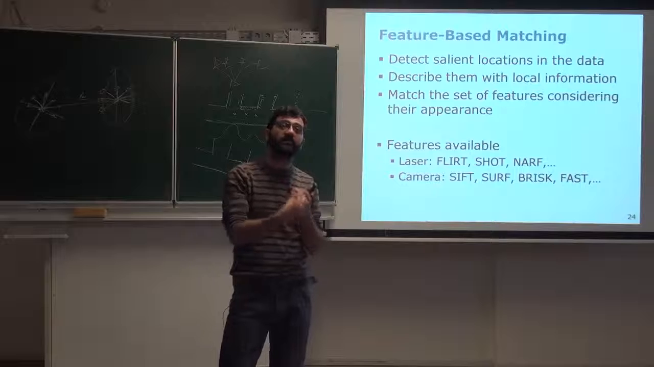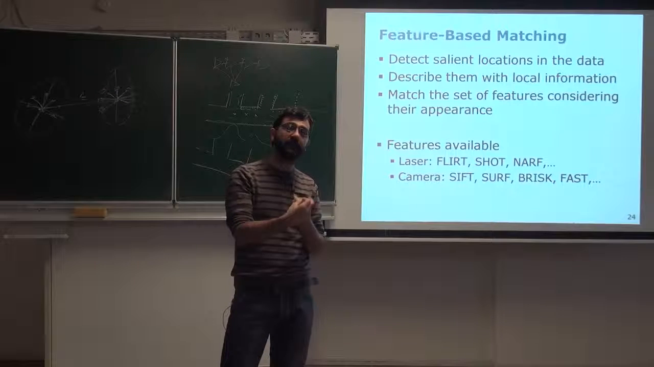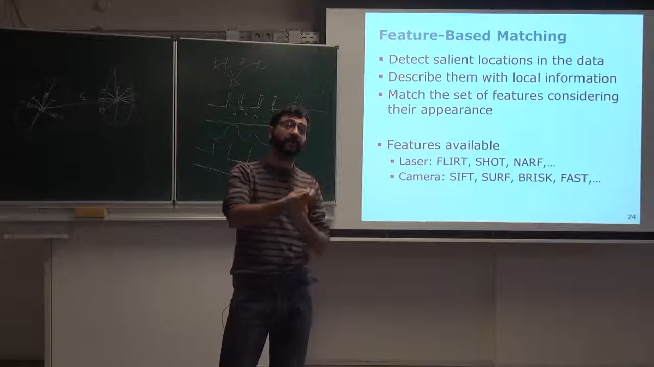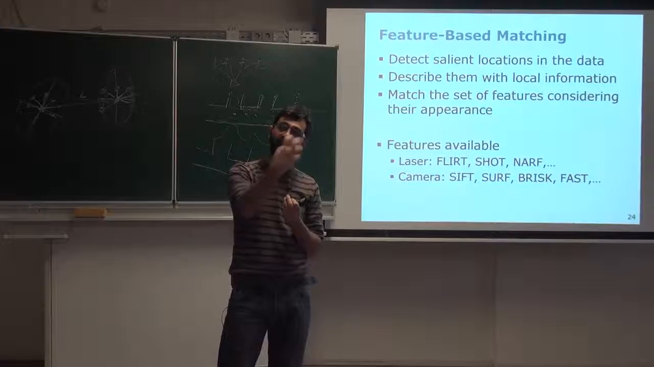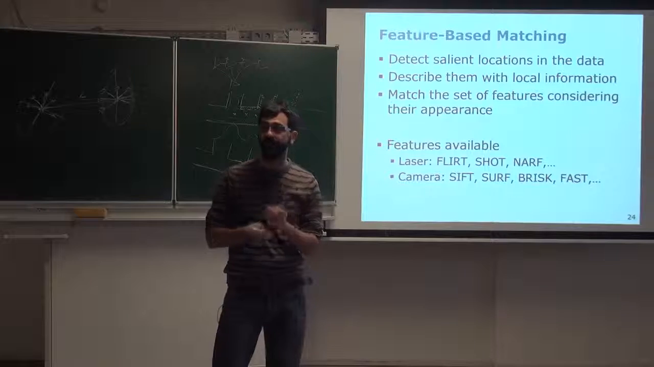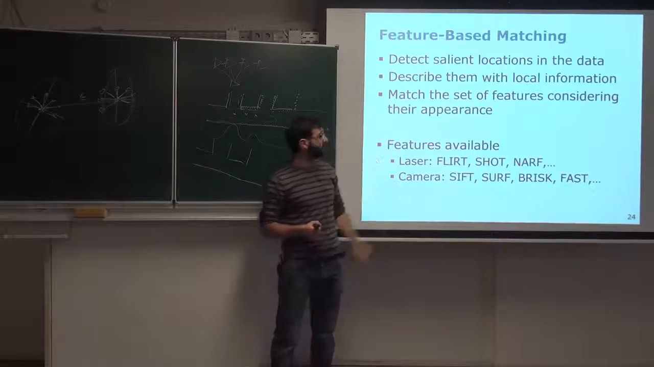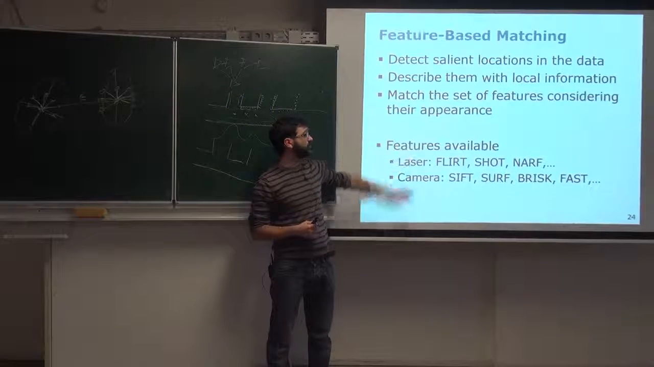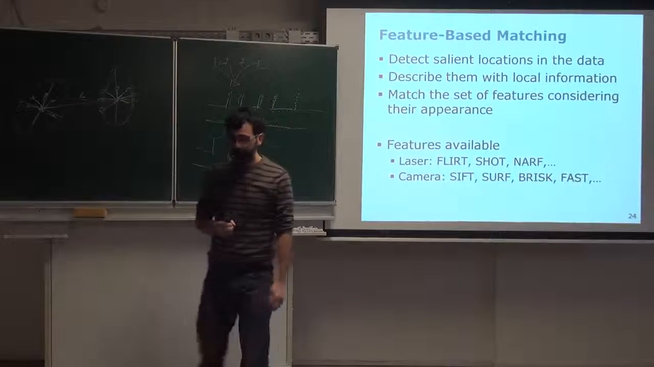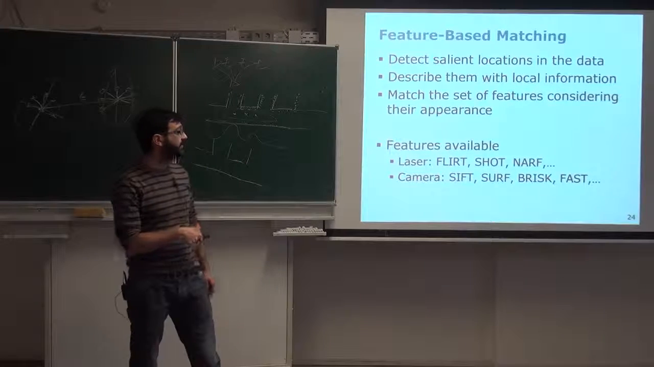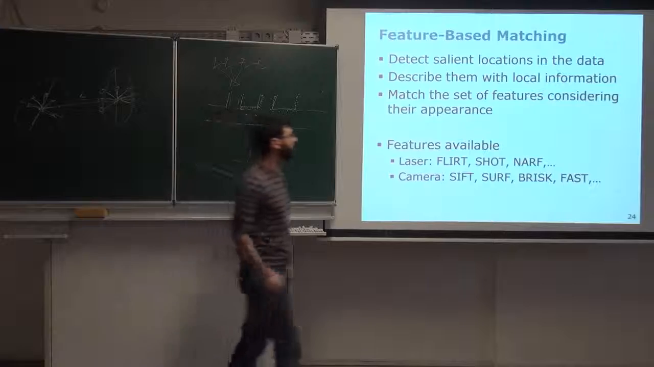Okay, so these associations are much better, more robust to initialization, because they do not depend on that, it just depends on the local appearance of the sensor data around that. There are very popular methods, and there have been a lot of features developed over time, both for laser, 2D or 3D laser, and for camera. So here is just a list of them.